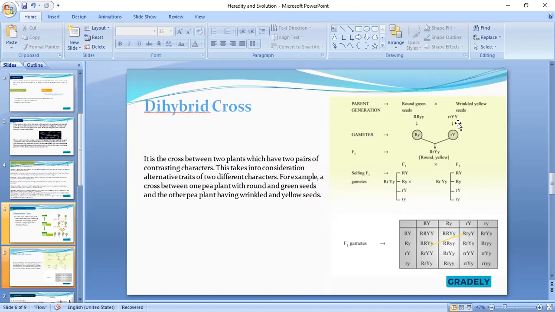So what happens is round is capital R, which is dominant. Now, green seed is recessive because you can already see here that it is what? In a small letter. I hope you're following. It is recessive. Now, wrinkled is recessive to round. Round is dominant, wrinkled is recessive. Green is dominant, yellow is recessive. These are the parent generation.